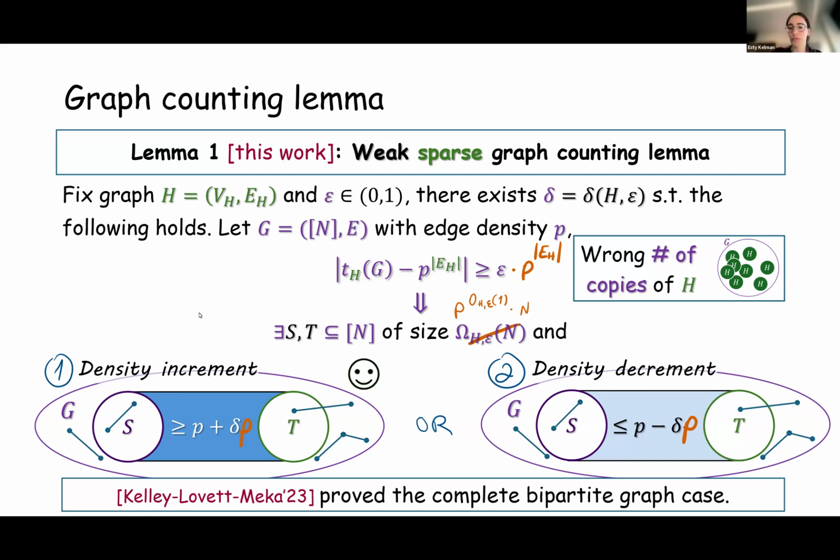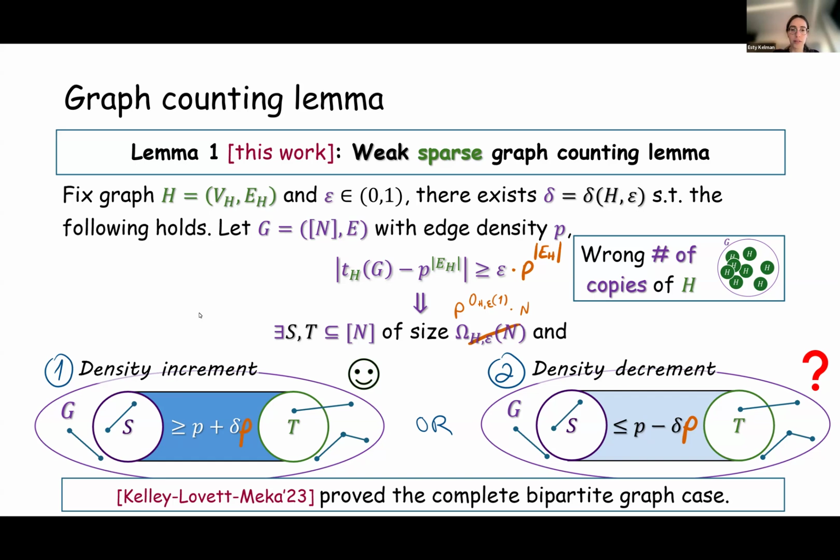If we have density increment, we are very happy. But it turns out that density decrement, which is not good for a density increment argument, cannot be translated to density increment since the size of the set is not quite large. So what can we do? This theorem is quite nice, but not useful for our density increment argument. We still use it as a tool in our proof.